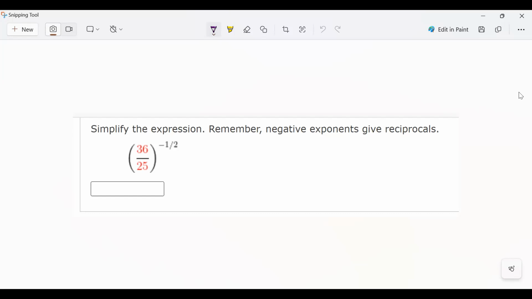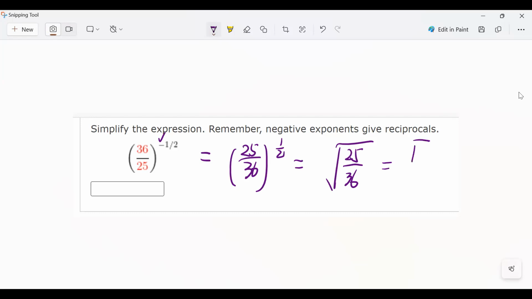All right, let's quickly go over the solution. Get rid of this negative sign here by using the reciprocal of that fraction. Now the one-half power you can turn into a square root: the square root of 25 over 36. The square root of 25 is 5, and the square root of 36 is 6. So it's 5 over 6. The answer is 5 over 6.